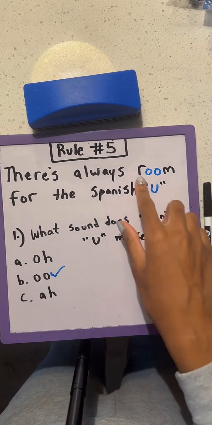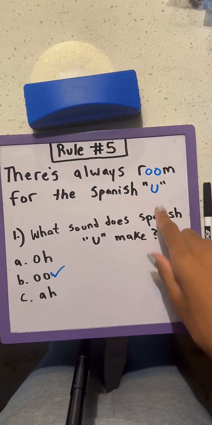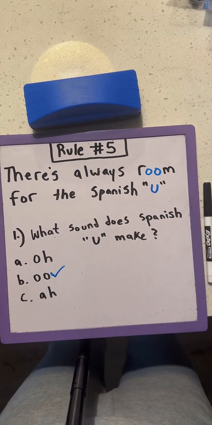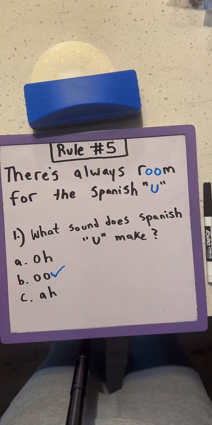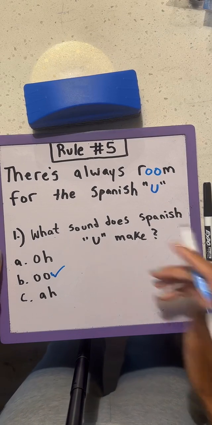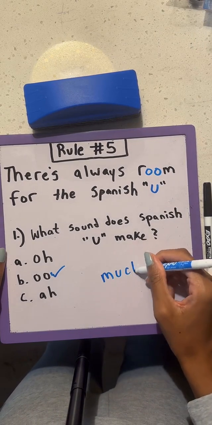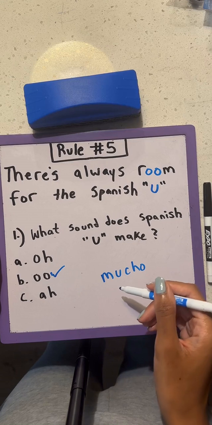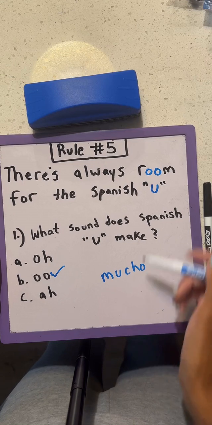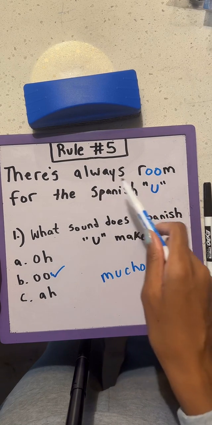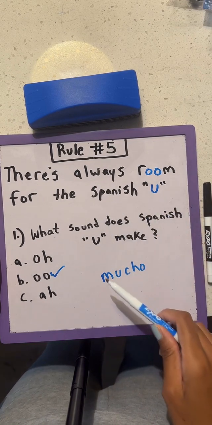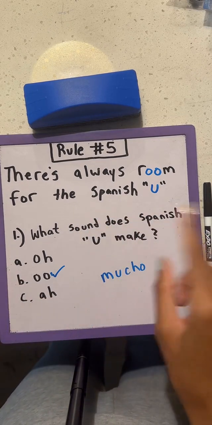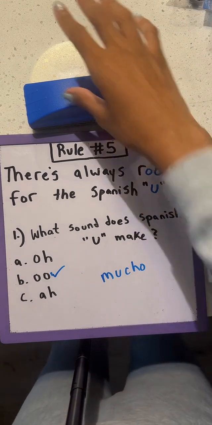Ooh. And you know why? Because there's always room for the Spanish ooh. So next time you see a word, like, for example, mucho, and you want to remember how to pronounce this word, is it mucho? Is it micho? You just remember our rule up here: there's always room for the Spanish ooh. So it's mucho, mucho. So just remember our pronunciation rule. There's always room for the Spanish ooh. So that's how you got that.